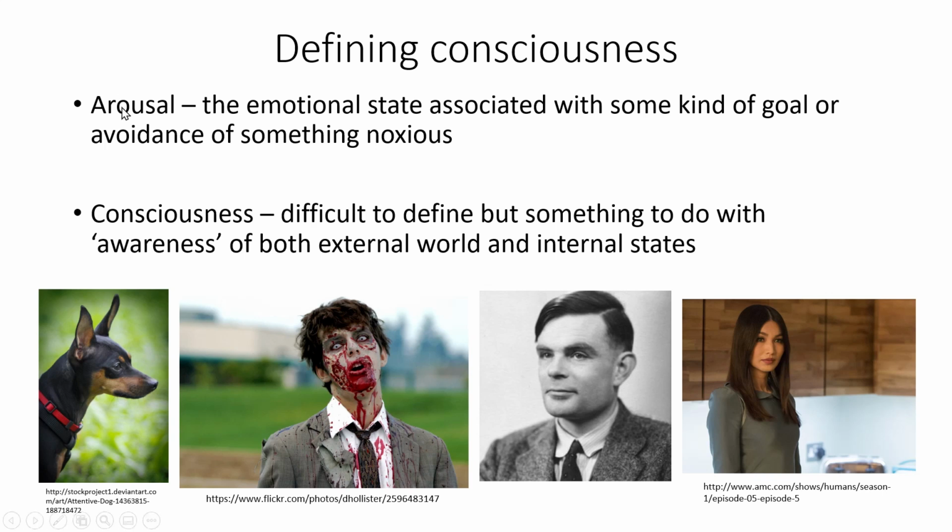Now, the term arousal refers to an emotional state, and this emotional state is associated with some kind of goal or the avoidance of something noxious. So if you consider the little dog at the bottom of this image here, that dog is very definitely demonstrating a state of arousal. It's looking at something, its ears are up, and maybe it's looking at that scary looking zombie stood next to it. So arousal is about being involved with some kind of goal or avoiding something.